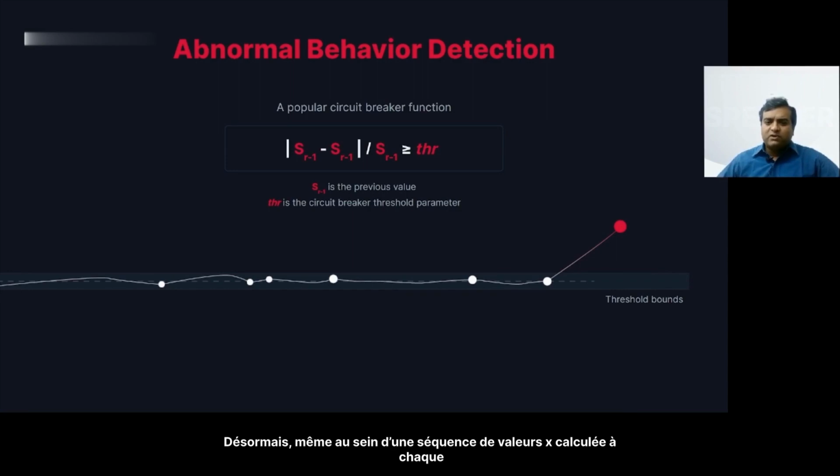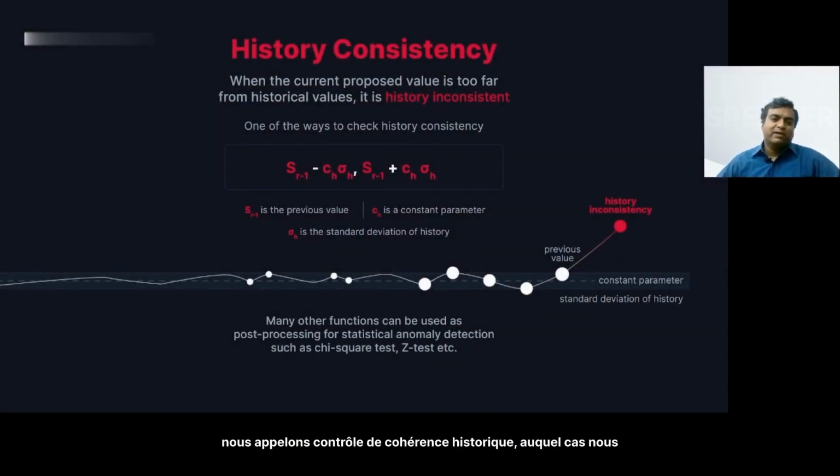Now, even within the sequence of S values computed in each round, there are various ways to detect some sort of anomaly or abnormal behavior. One classic function is the circuit breaker function, where you check whether the newly computed value deviates by more than a certain percentage, where the threshold is a parameter, typically 10% or 20%. If the deviation of the current value from the previous value is more than that percentage, then you can freeze the trade, etc. The one problem is that this threshold is fixed and it only takes into account the previous value.